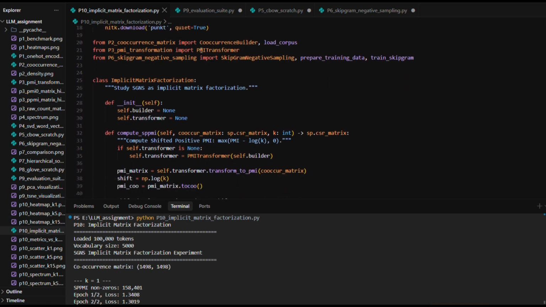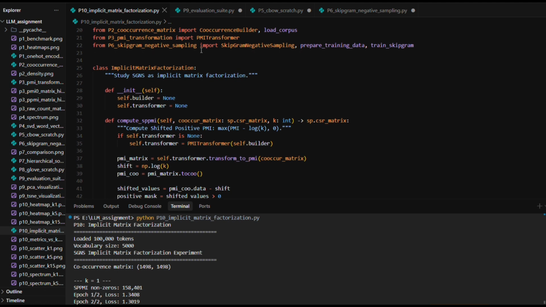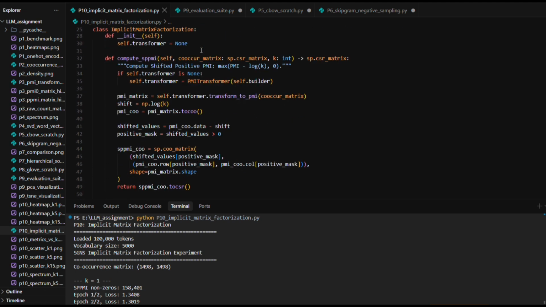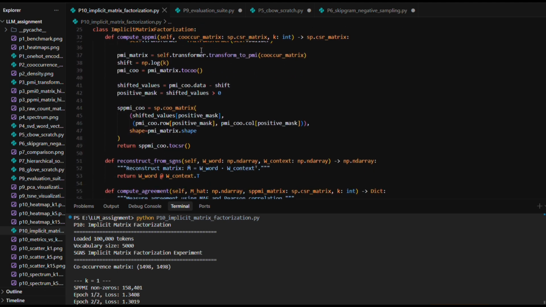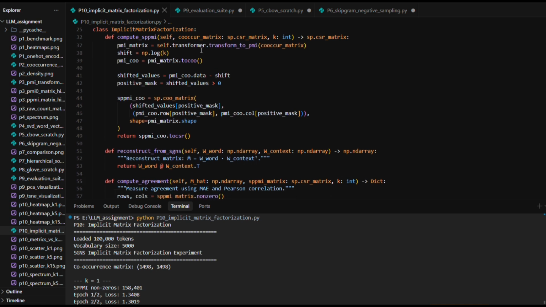The next important method is SGNS reconstruction, which reconstructs the matrix after skip-gram training with negative sampling. We obtain two embedding matrices, W word and W context. The program reconstructs a matrix, M hat, equal to W word times W context transpose. Our experiment compares the reconstructed matrix from SGNS with the SPPMI matrix calculated directly from the co-occurrence statistics.